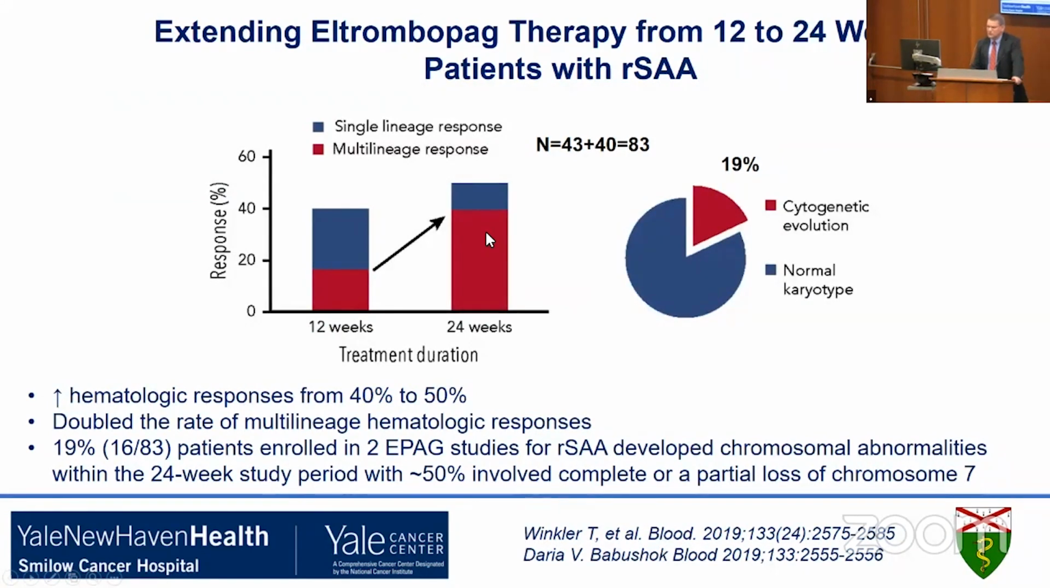So one thing which was detected after 6 months of treatment with this drug, with eltrombopag or Promacta, is the appearance of genetic abnormalities. About 20% of patients had them, and some of them had chromosome 7 abnormalities, about half of those patients with chromosomal abnormalities.